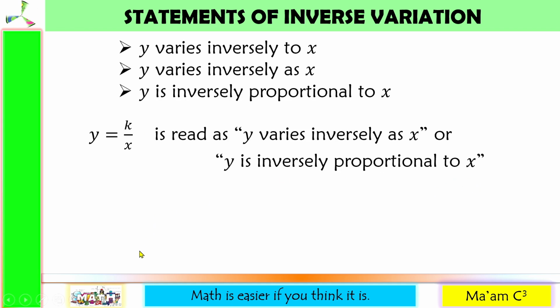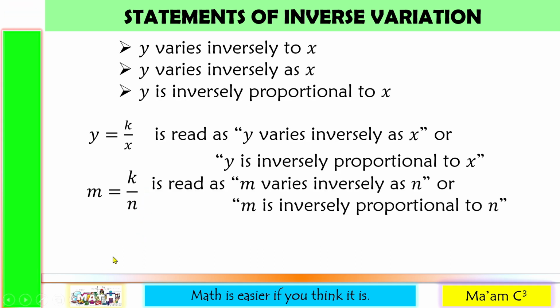So if we have m is equal to k over n, this is read as m varies inversely as n, or m is inversely proportional to n. If we have p is equal to k over q, this is read as p varies inversely as q, or p is inversely proportional to q.